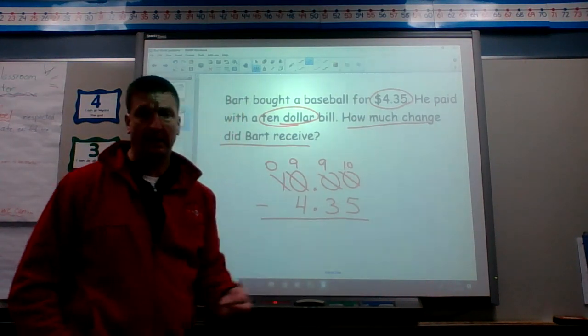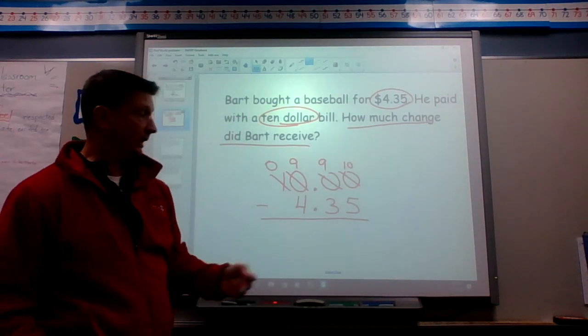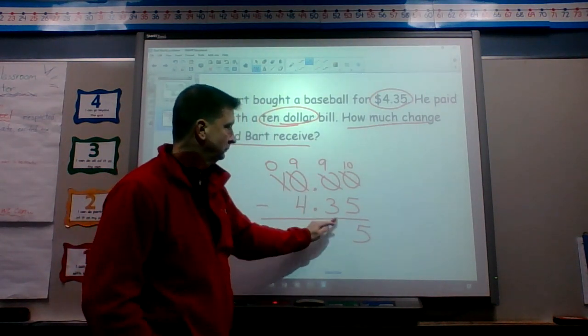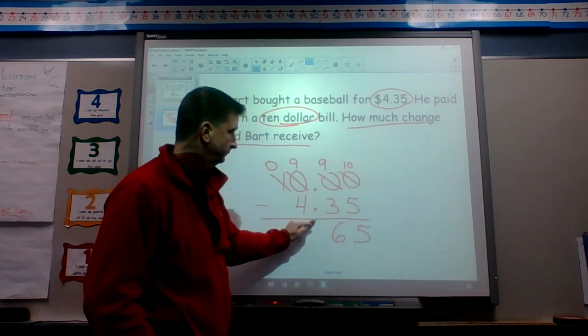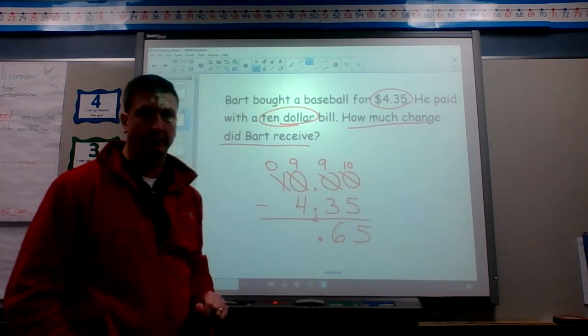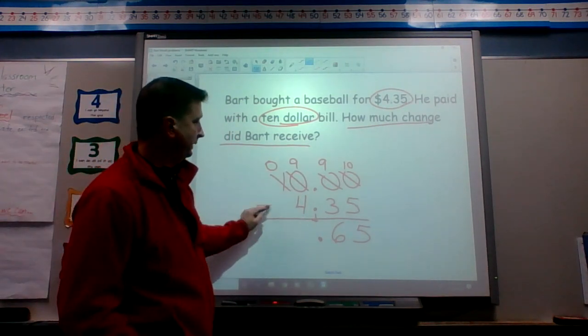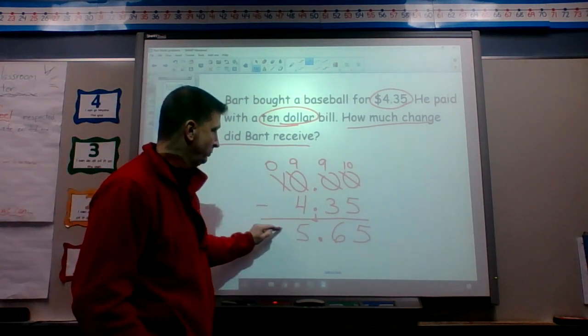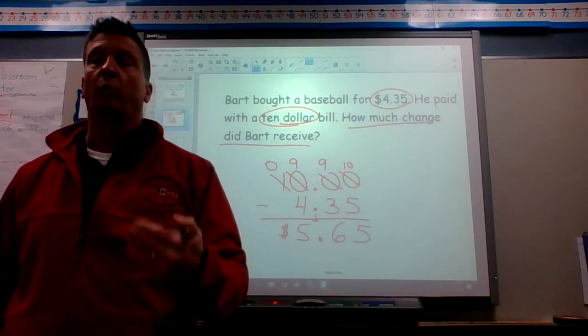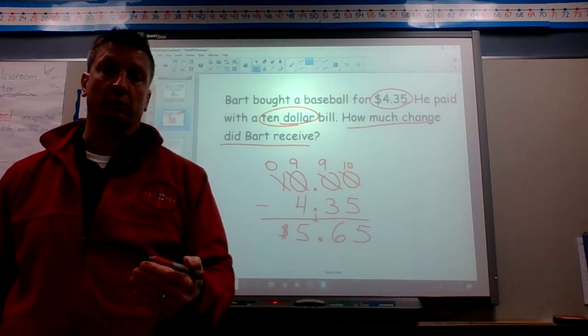Now I can go ahead and do my subtraction, making sure that we bring down our decimal point. And 9 minus 4 is 5. So we should be getting back $5.63.